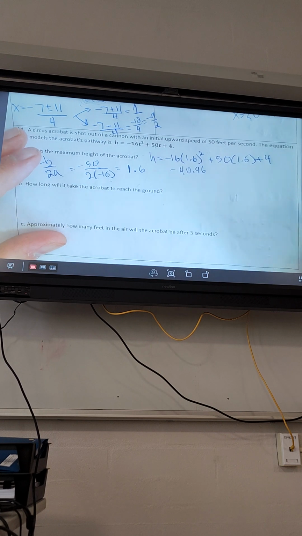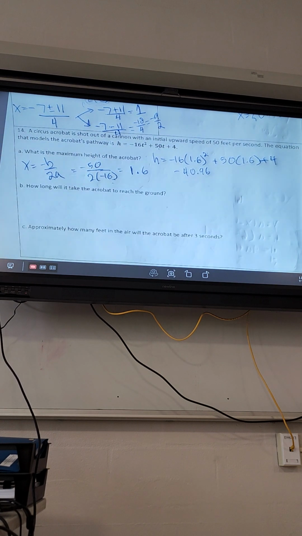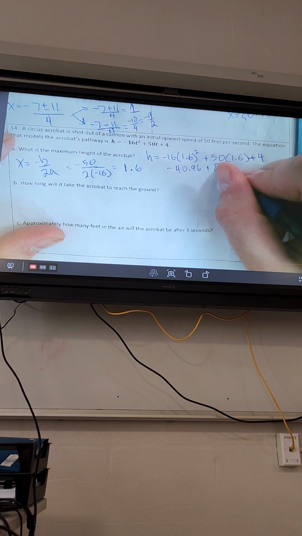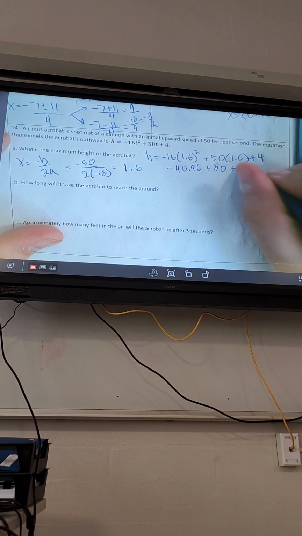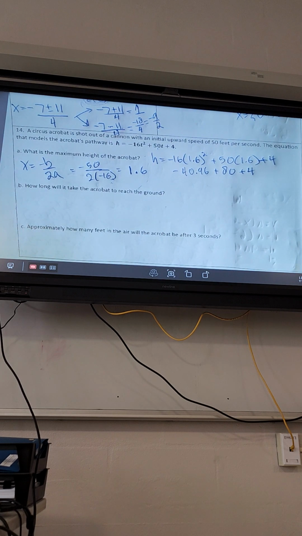You guys doing this with me, getting it? Same answer? Then do 50 times 1.6, and you get 80. So plus 80 plus 4. Just simplify it: 40.96, make it negative, plus 80 plus 4 in your calculators.